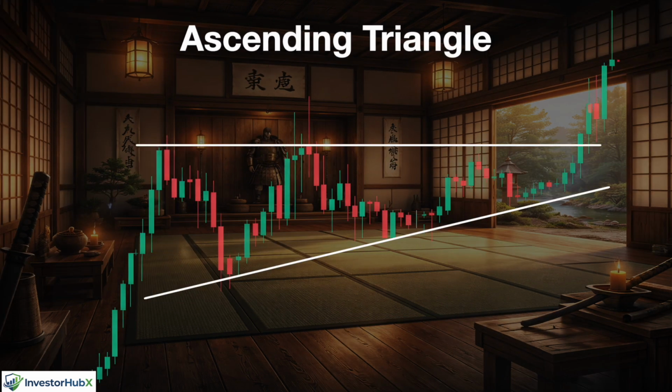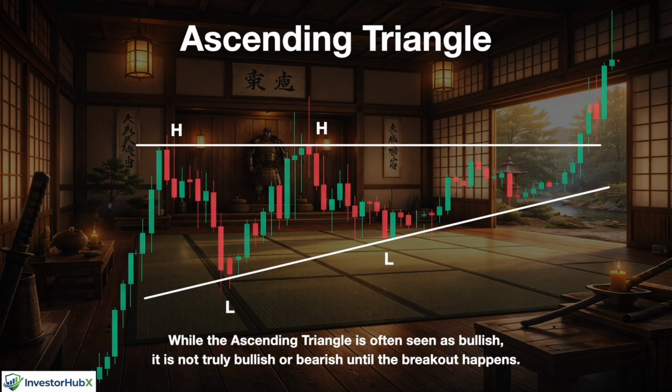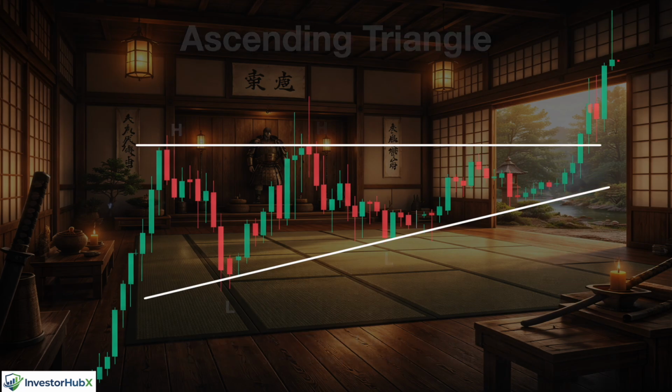Let's begin with the ascending triangle. At the top, price forms equal highs, creating a strong resistance level. At the bottom, price forms higher lows, showing increasing buying pressure. This creates a compression zone. While the ascending triangle is often seen as bullish, it is not truly bullish or bearish until the breakout happens. A break above signals continuation to the upside, but a break below can signal a reversal.